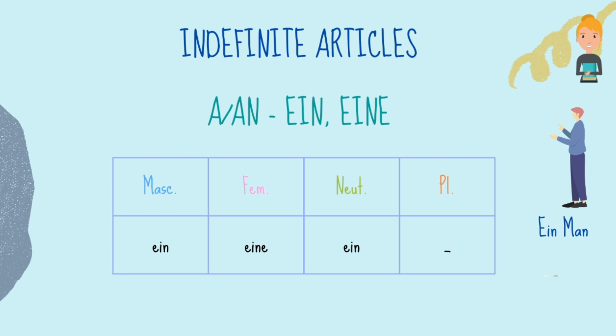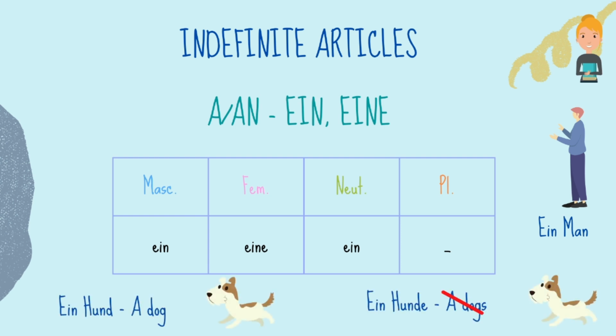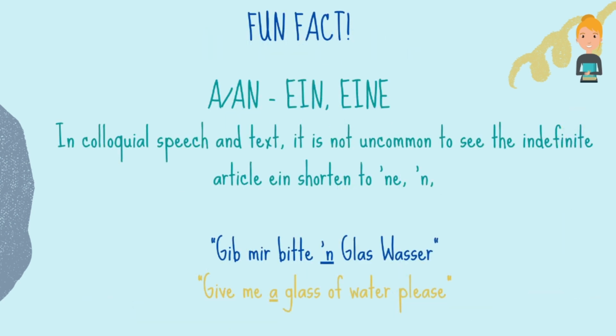Also, as I'm sure you've noticed, there's no plural here. Why is that? Well, it doesn't make any grammatical sense in both English and German to say a dogs, right? So there isn't a plural here. Less to memorize.